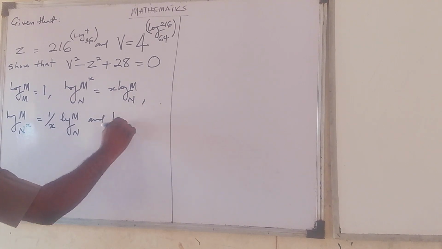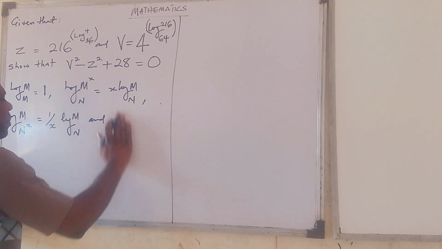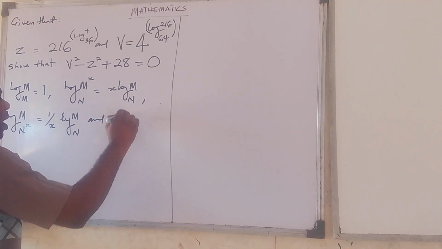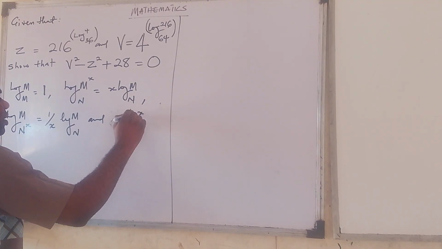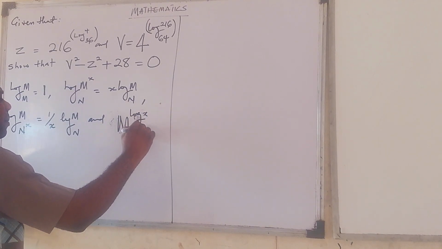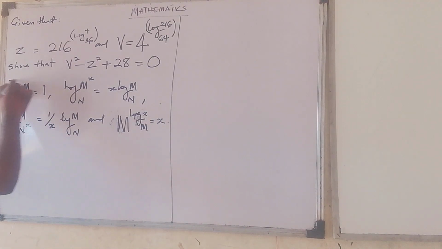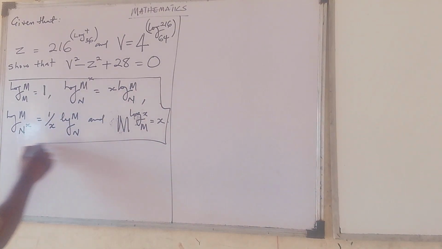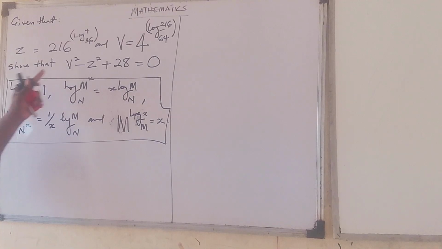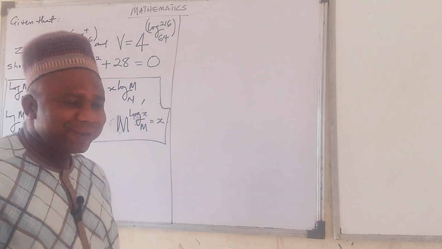And there's another law here: m raised to the power of log x base m is equal to x. Now, having seen all those laws, let's show that v squared minus z squared plus 28 is equal to 0.